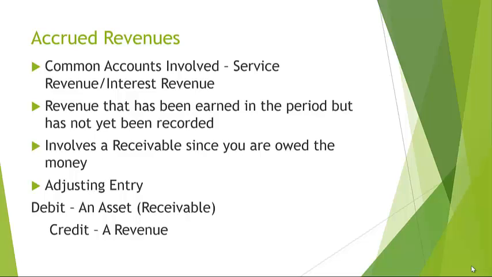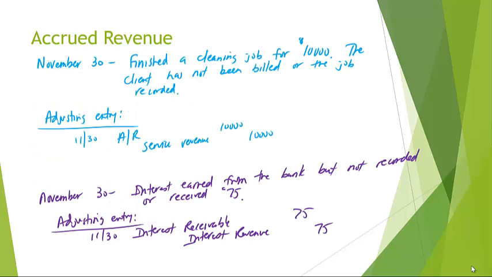And basically, we're going to see that some type of receivable will be involved because we are owed the money. So the basic generic adjustment would include a debit to some type of asset or receivable and a credit to the revenue account. So here is a very simplistic example of both a service revenue and an interest revenue.